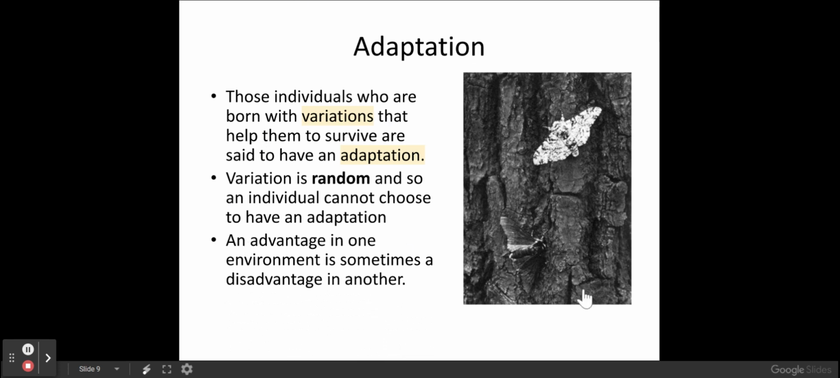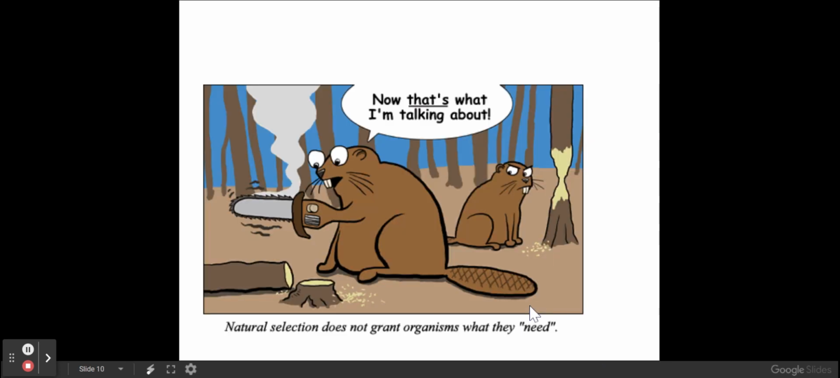And where these light-colored moths may have been doing really well in that light-colored forest, if for whatever reason the environment changed, now the dark-colored moths are the ones who have the variation that we would consider an adaptation. Now remember, you don't get to just choose which one. So if the environment changes, you can't just decide that you're going to change. Individuals cannot evolve, but populations over time, if there's variation, certain individuals will survive and pass that on.